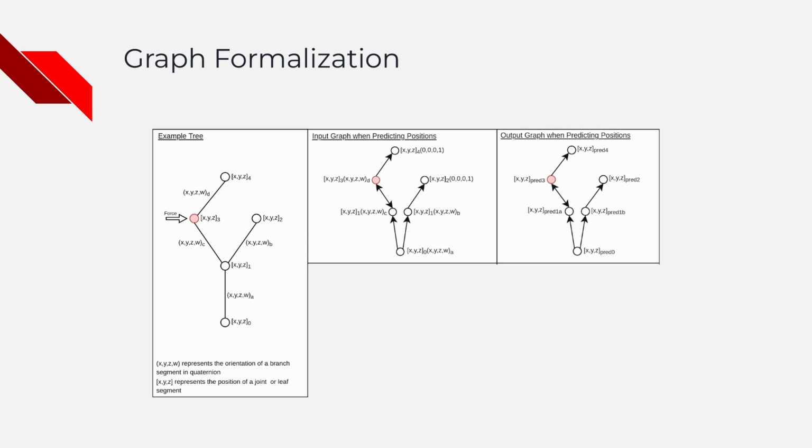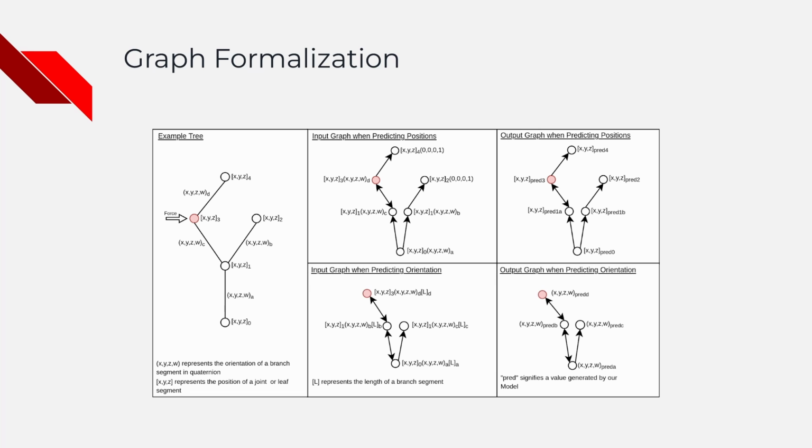The formalism used when predicting positions had a node for every joint in the tree, saving its position and the orientation of the outgoing edge. When predicting orientations, we instead opted to create a node for every branch segment, saving its orientation, the position of its origin, and its length.